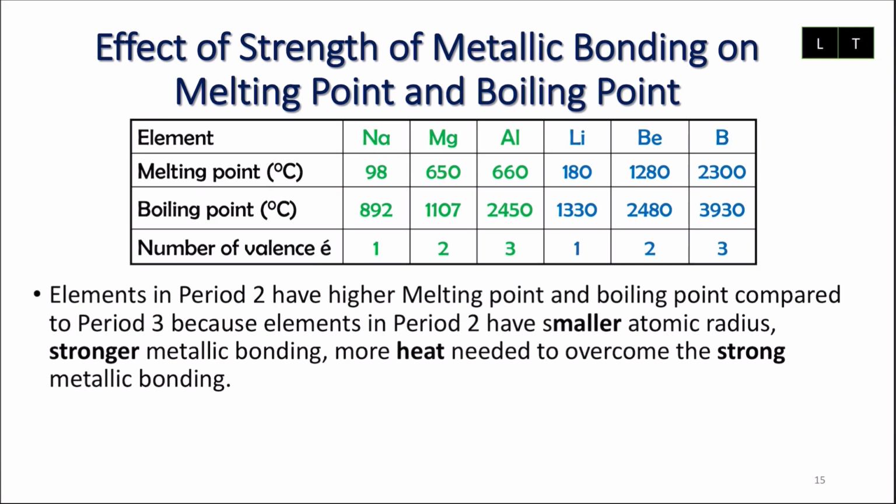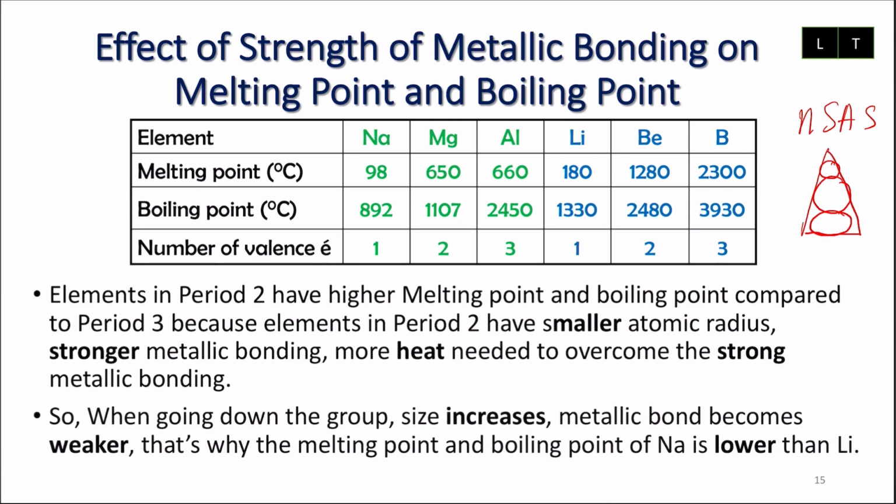Kalau masih ingat, kita ada NSAS. NSAS, segitiga kita turun ke bawah menegak, so awak boleh nampak saiz dia makin besar. So awak boleh nampak period 2 has smaller atomic radius, that's why dia akan ada stronger metallic bonding. Then, more heat to overcome the strong metallic bonding. Kita discuss tentang metallic bonding ya sekarang. So, when going down the group, size increases, metallic bond becomes weaker. That's why melting point untuk Na is lower than Li. Because Na dalam period 3, Li dalam period 2.